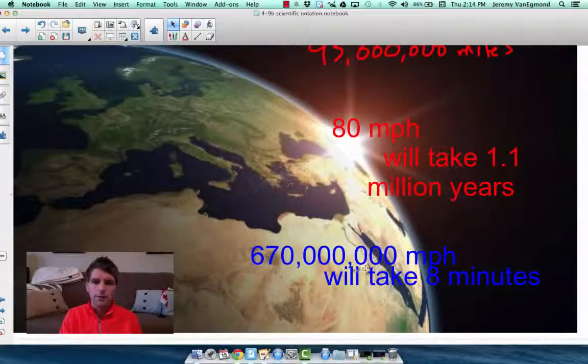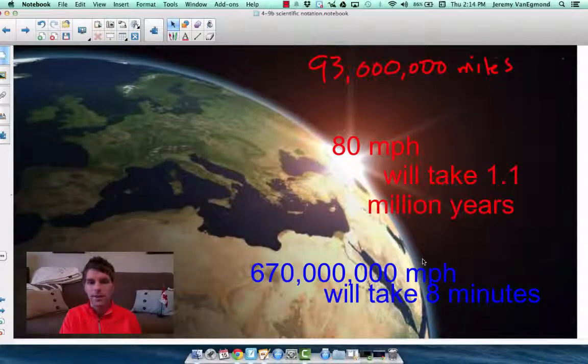Okay, if you were to travel at what seems to be this value right here, this is not so random, 670 million miles per hour. Okay, that's actually how fast light travels.